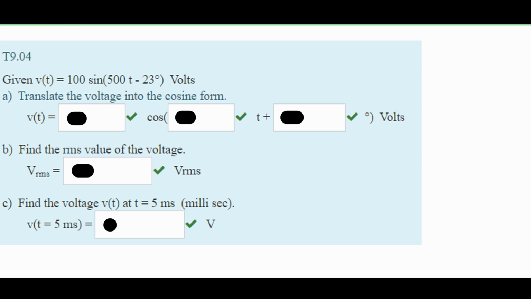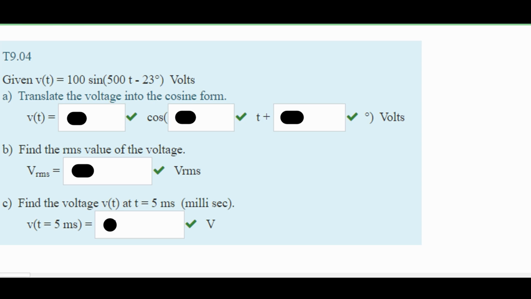In this problem, we are given that V of t is equal to 100 times sine of 500t minus 23 degrees volts. We need to translate the voltage into the cosine equivalent. Well, the only thing for a cosine equivalent that's going to change is our phase angle. If we look back at the previous problem we did, playlist link below, we can see that this is the only thing, again, that it will be changing.